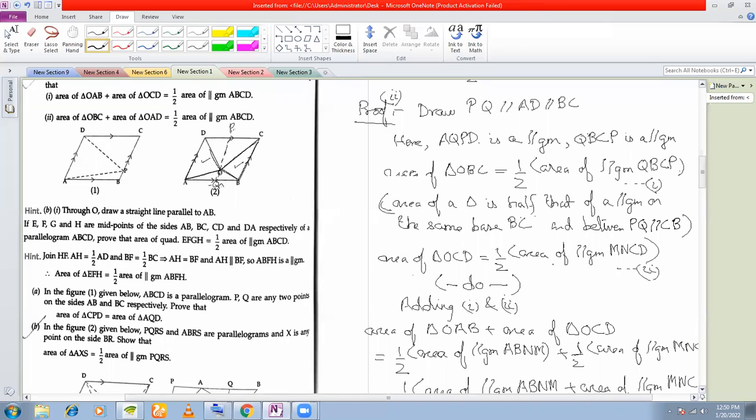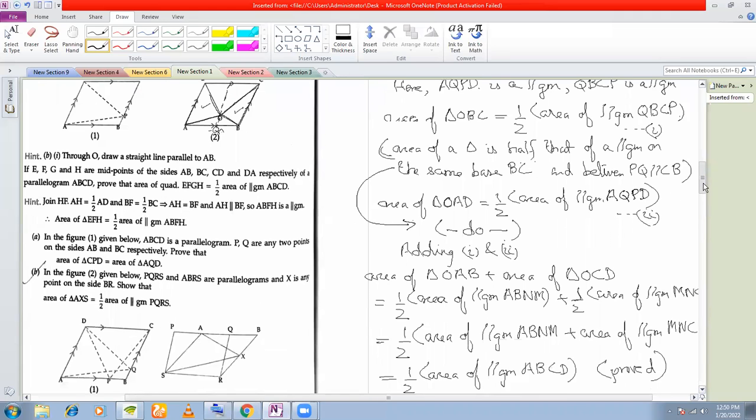Fine. Now we consider the next triangle, OAD. Area of triangle OAD is equal to half of which parallelogram? AQPD, right? AQPD. And the reason remains the same. This reason and this reason remain the same.